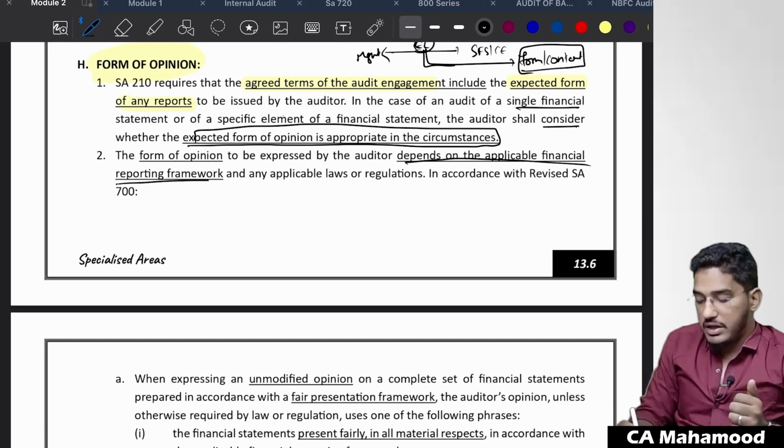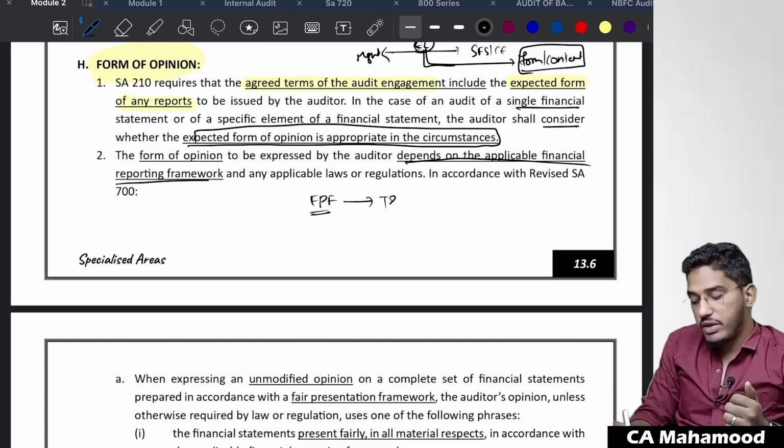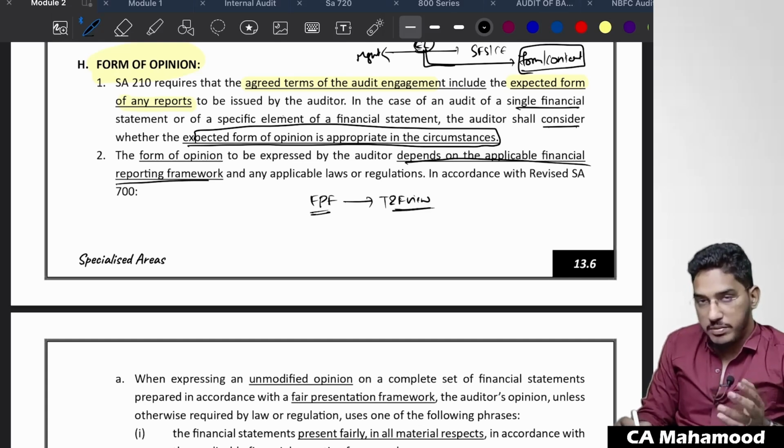Like, if you are conducting an audit of financial statements prepared on the fair presentation framework, you will say the financial statements are giving a true and fair view. If you are satisfied and want to give an unmodified opinion, what will you say? You will say the financial statements are giving a true and fair view, or they are fairly presenting in all aspects.